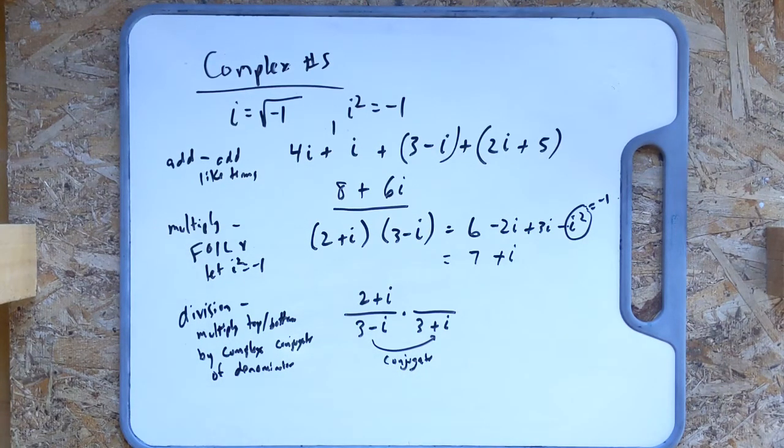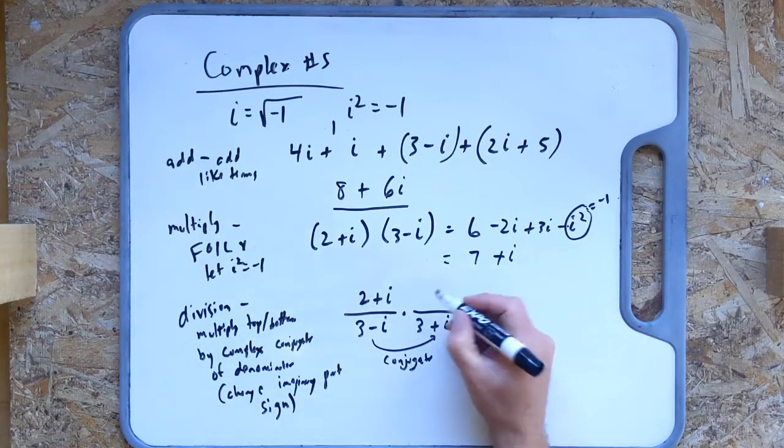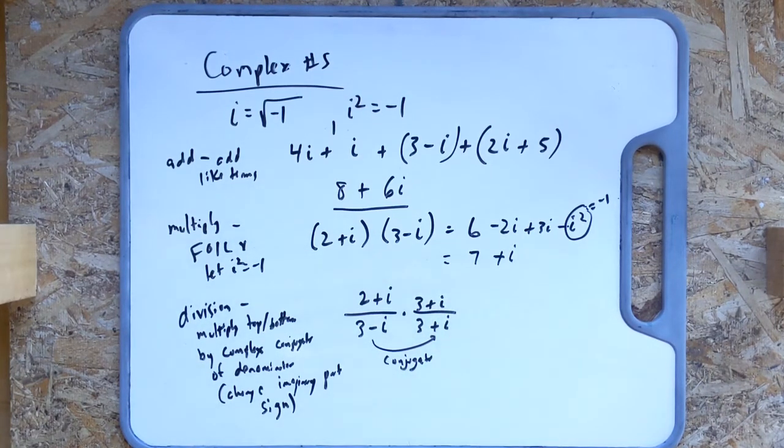You just change the imaginary part sign. Do not change the real part. Okay, and then I have to multiply the top by 3 plus i as well. Otherwise, I'm changing the number itself.